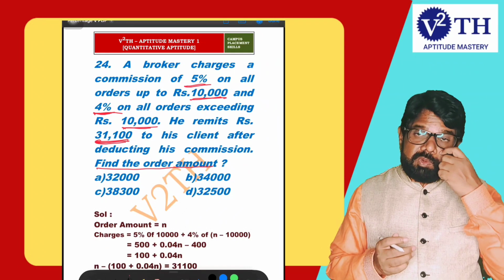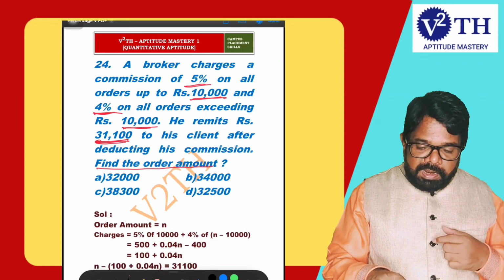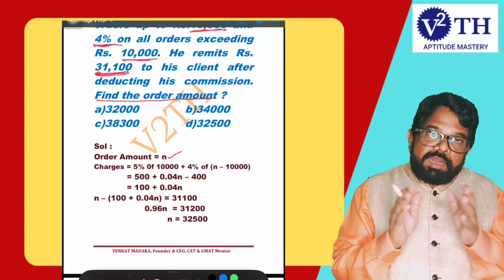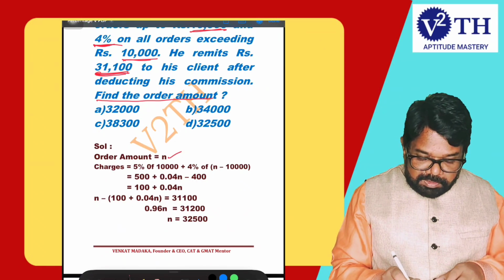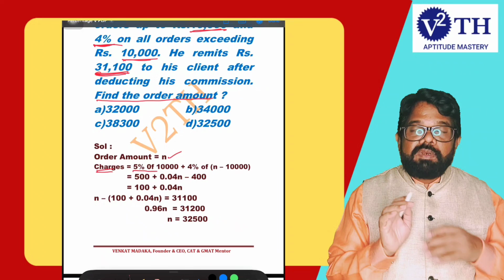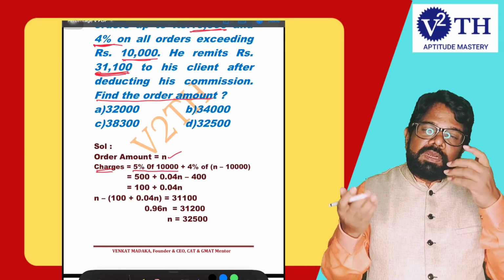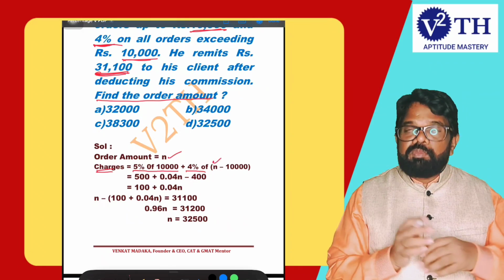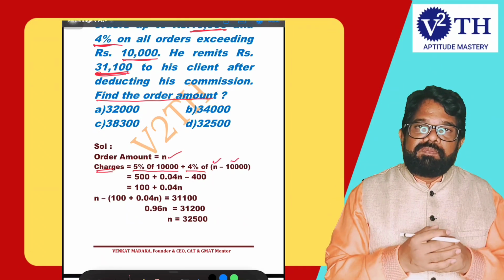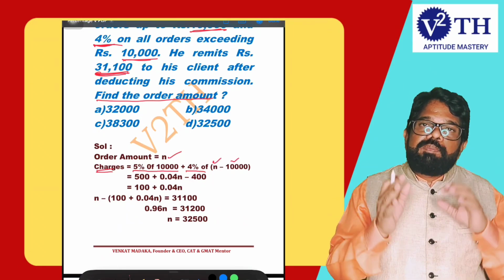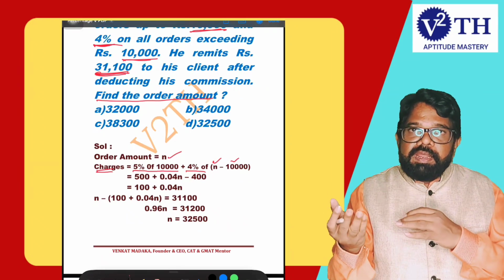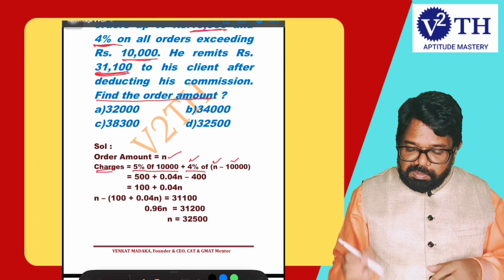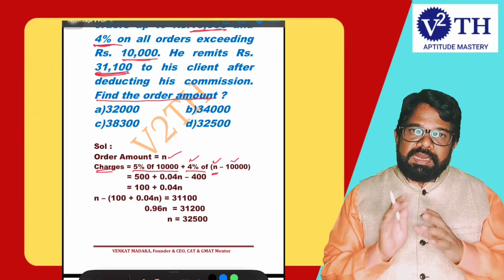What is the total order amount? We don't know, you have to calculate. Let the total order amount be n. Up to 10,000, he charges 5% of 10,000. Now for more than 10,000, 4% of total minus 10,000. Suppose the order is 14,000: up to 10,000, 5%, and for the remaining 4,000, calculate 4%. That is the meaning. So n minus 10,000, 4% is calculated.